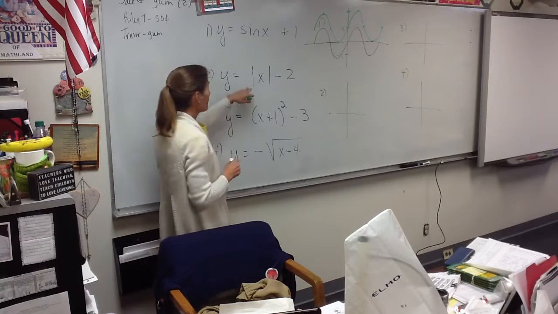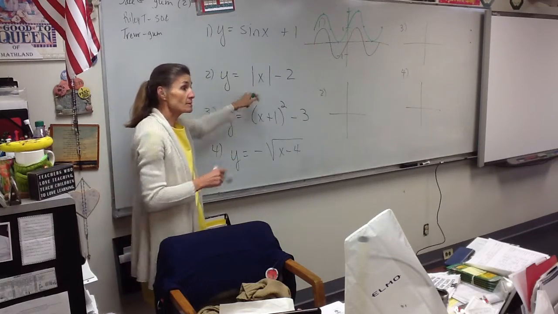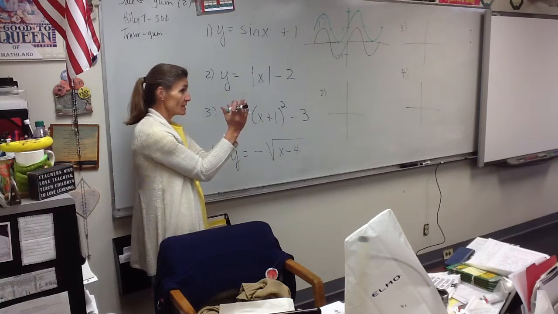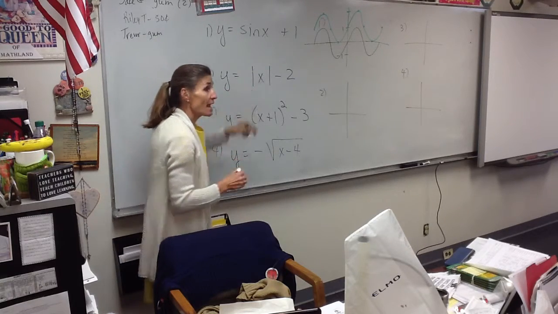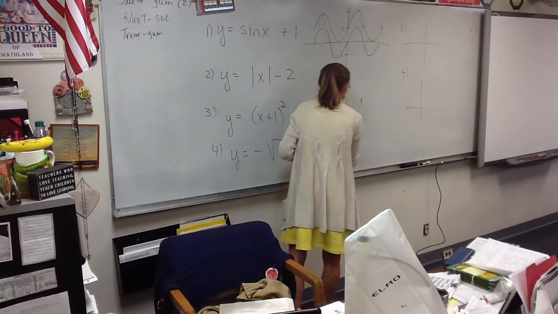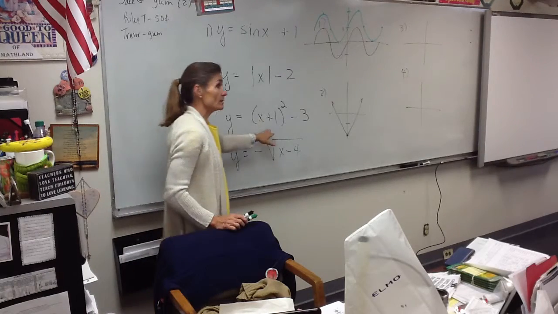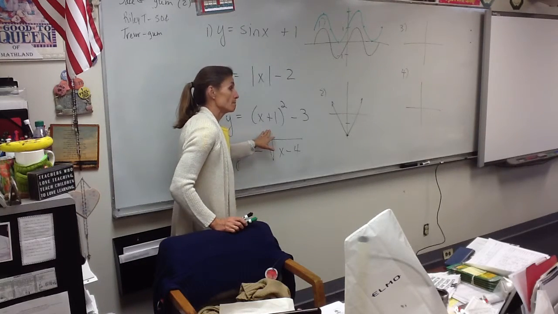Okay. How about here? What's happening here? It's the absolute value V. It's dropped down 2. I thought it was the opposite. If it's inside with the x, it's the opposite.